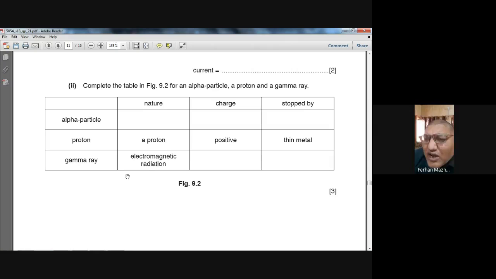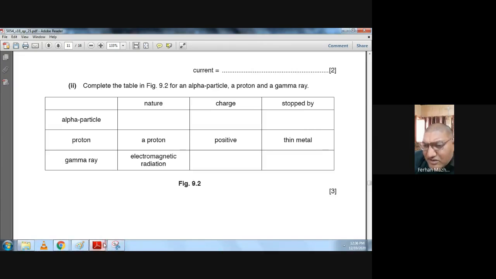Then next is proton. Its entries are already written there. Then we have gamma rays. Gamma rays are electromagnetic. They are part of the electromagnetic spectrum. They are electromagnetic radiation. Charge, they are neutral. The gamma rays do not have a charge on them. They are neutral. And they can only be stopped by a sheet of lead.